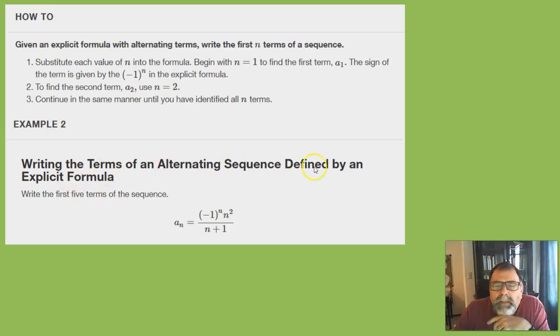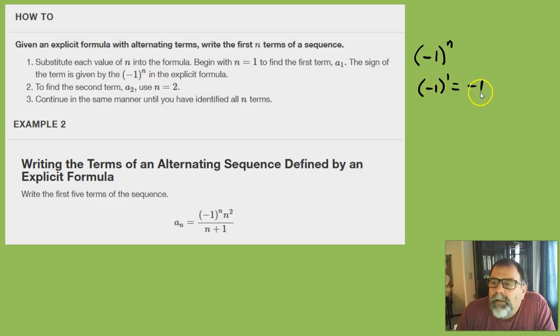Writing the terms of an alternating sequence defined by an explicit formula. Write the first 5 terms of the sequence. Typically the way you get terms to alternate sign is this negative 1 to the n. Just want to point out, if you do negative 1 to the first power, that's negative 1. Second power, negative 1 times negative 1 would be positive 1. Negative 1 to the third power will be negative 1 times negative 1 times negative 1, which is negative 1.